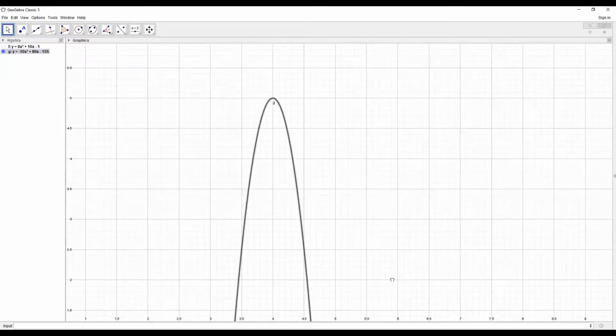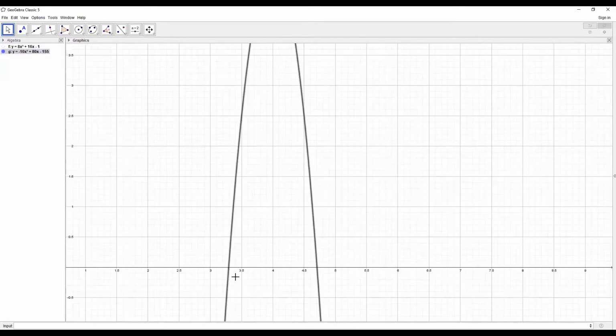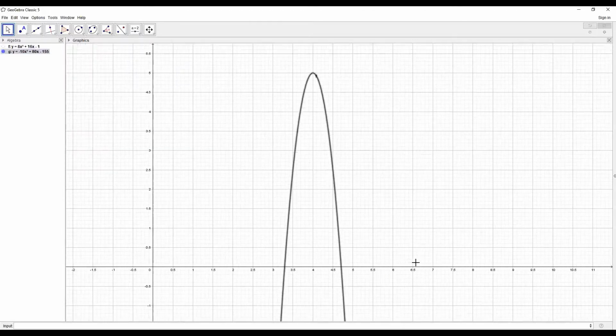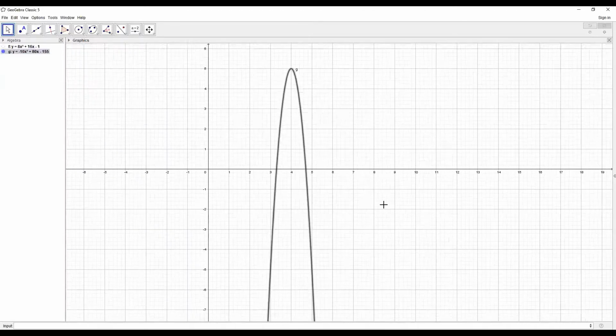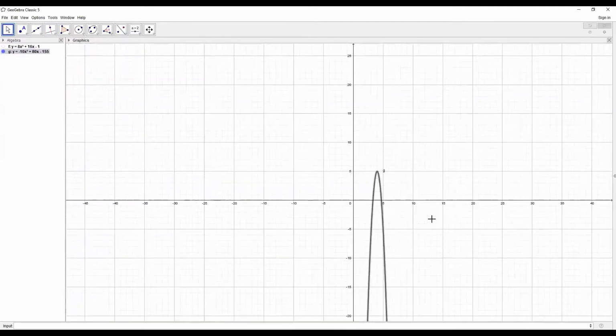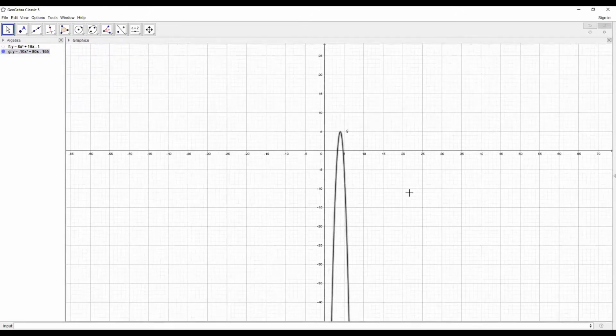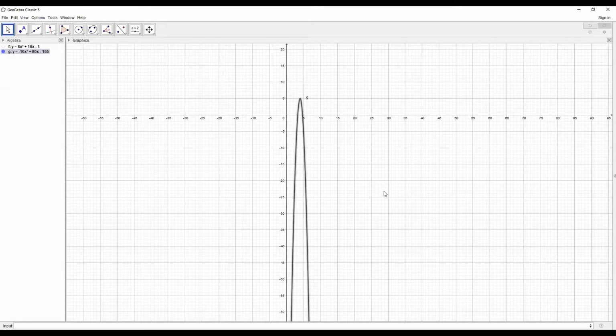We can see the x-intercepts here. One of them was about 3.3 right here. The other one was about 4.7 right there. And again, those are only approximately true. If we were to zoom out, we'd find the y-intercept also. But because of that negative 10, the negative makes this parabola upside down.